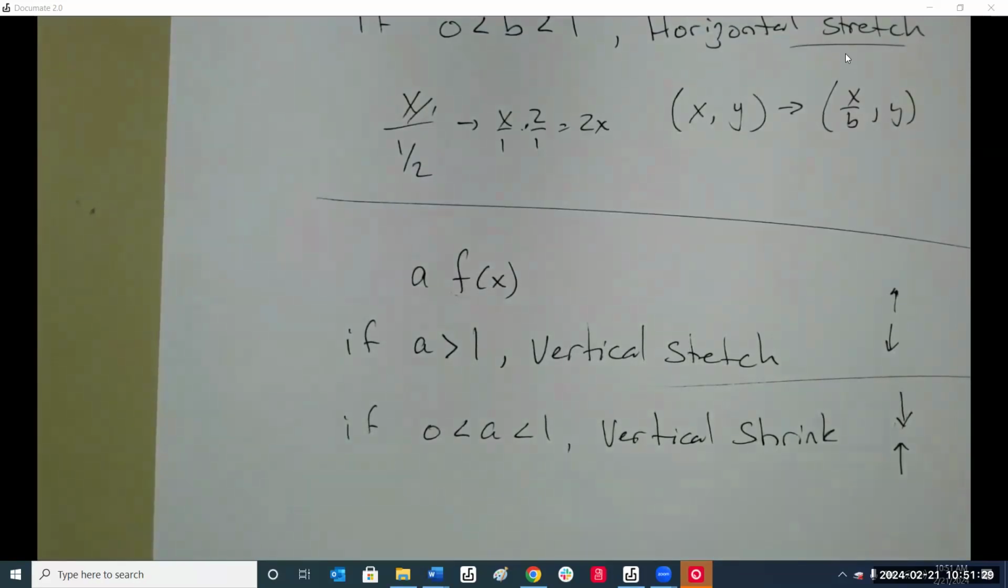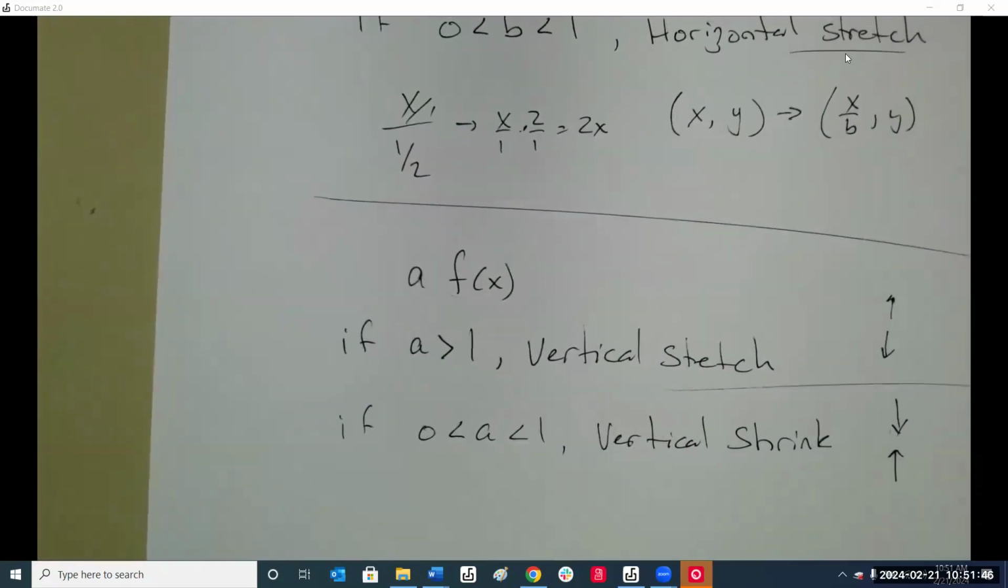So whatever happens inside the function is horizontal, and it's always opposite of what it says. If it's outside the function, it's vertical, and it is what it is. All right, that does it for chapter 2, pretty much.